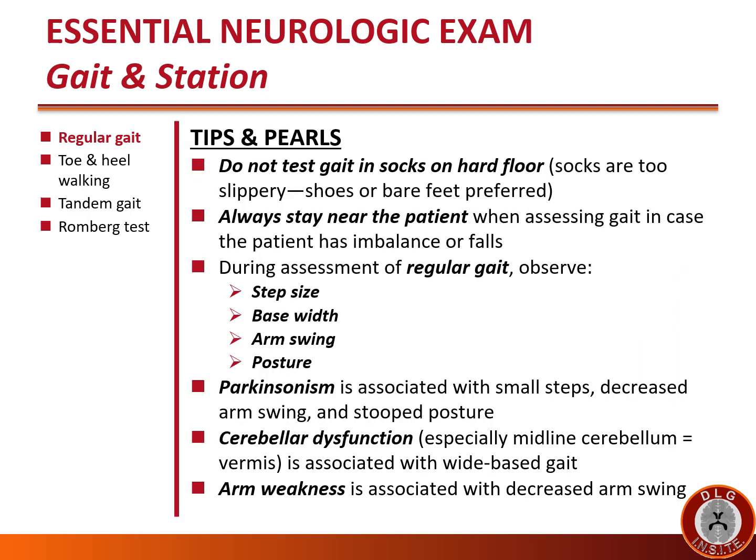Excellent. Tips and pearls, gait and station, regular gait. Do not test gait in socks on a hard floor. Socks are too slippery and put the patient at risk for falling and even head trauma. Shoes or bare feet are actually preferred. Always stay near the patient when assessing gait in case the patient has imbalance or falls. During assessment of regular gait, observe four things: step size, base width, arm swing, and posture. Parkinsonism is associated with small steps, decreased arm swing, and stooped posture. Cerebellar dysfunction, especially midline cerebellum or vermis dysfunction, is associated with wide-base gait, and arm weakness is associated with decreased arm swing.